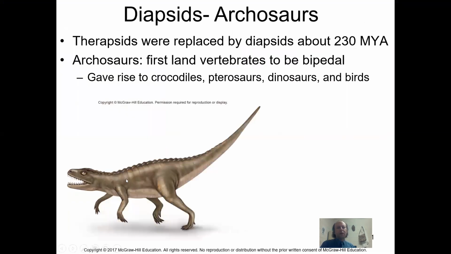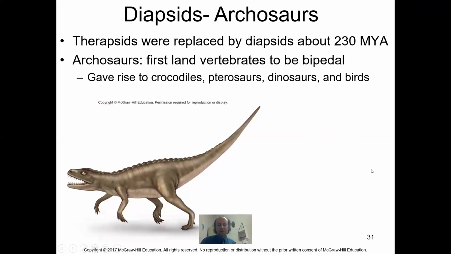So the diapsids, we have the archosaurs. Now the diapsids, the two holes. That means a lot of muscle, a lot of rib. So the diapsids were replaced by the diapsids. And here the archosaurs were the first land vertebrates to be bipedal. We are bipedal. We walk on two extremities. But from then, it's supposed that they gave rise to the crocodiles, pterosaurs, dinosaurs, and birds.